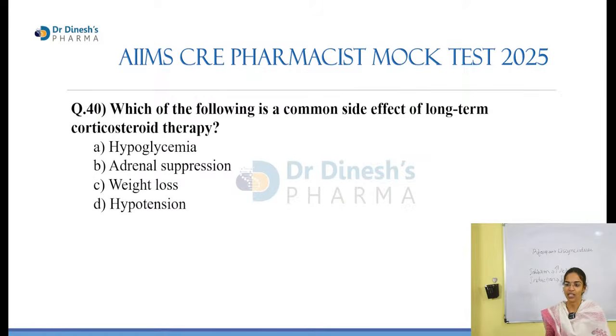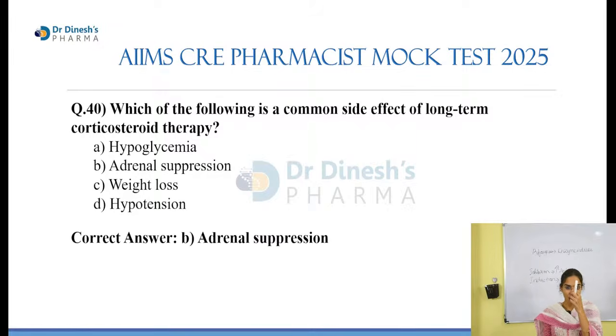Which of the following is a common side effect of long-term corticosteroid therapy? Hypoglycemia, adrenal suppression, weight loss, hypotension. Long-term corticosteroid therapy, what does it do? It causes adrenal suppression. That is the most common one, because corticosteroids are produced from the adrenal glands, so long-term use definitely causes adrenal suppression.